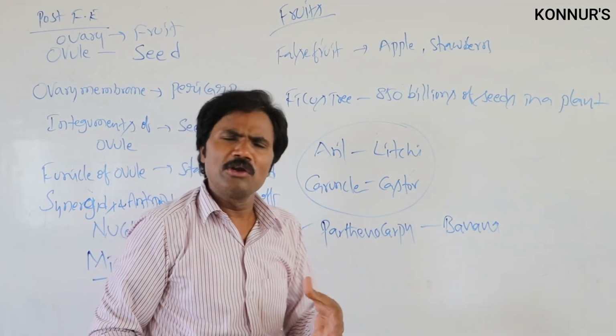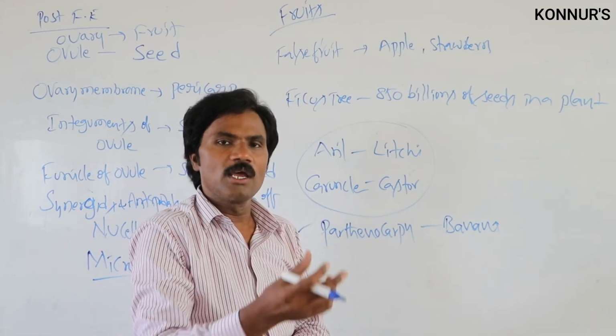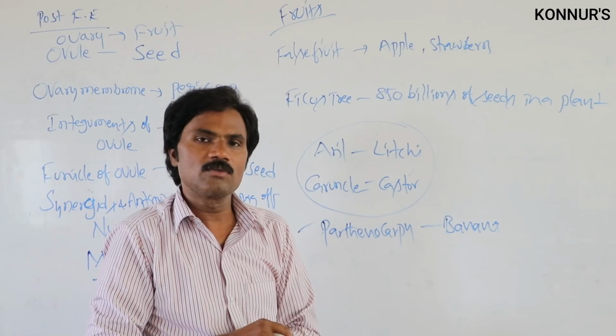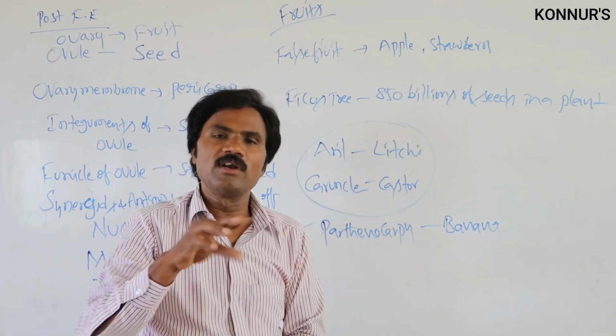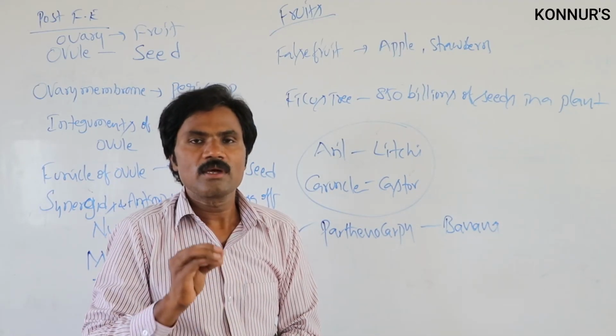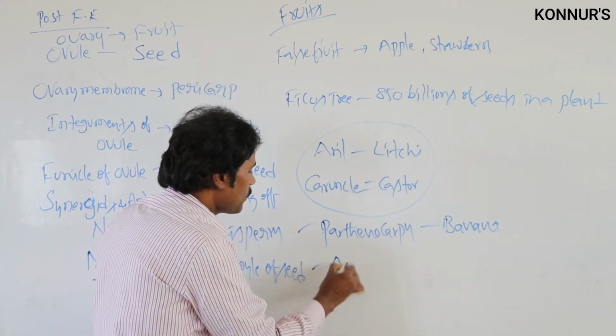Parthenocarpy can also be induced artificially. Parthenocarpic fruits, either apple or grapes, can be induced artificially. Then the development of seeds without fertilization is called apogamy. Many times one can be asked, what is apogamy?